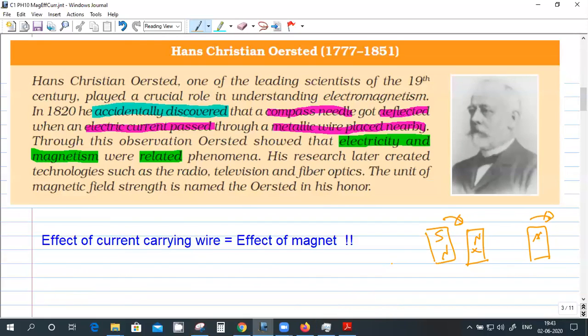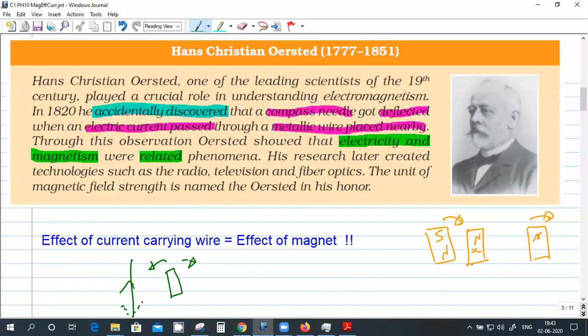Similarly, if there is a current carrying wire and I bring a bar magnet close to it, the same effect is seen. Suppose this is a current carrying wire with current I, and I bring a bar magnet here. When the current is zero, it is in this position. When the current flows, it gets attracted. When I change the direction of current like this, it gets repelled.